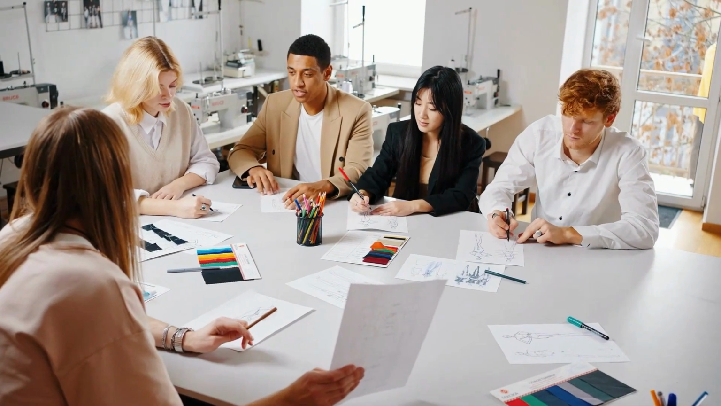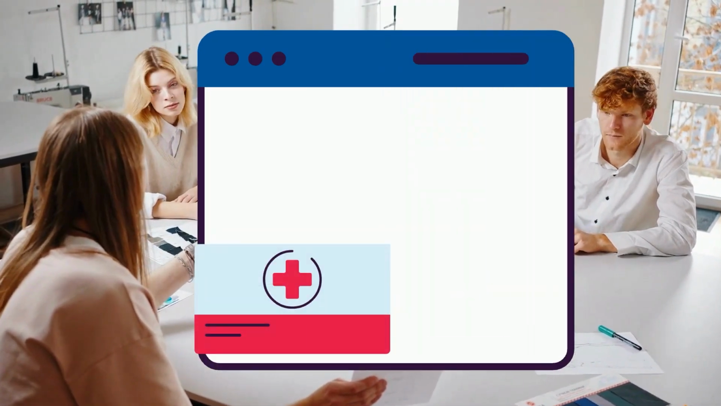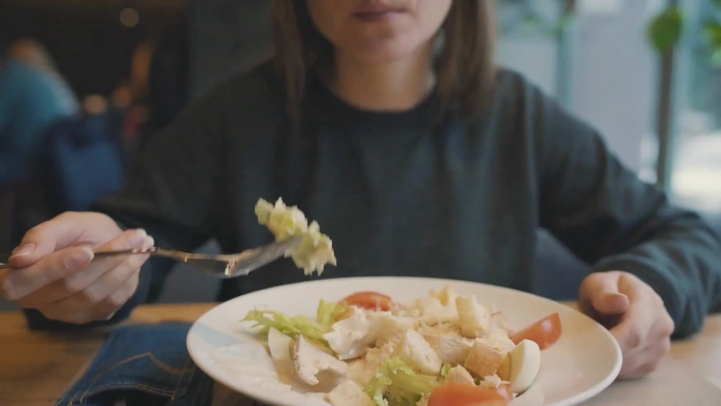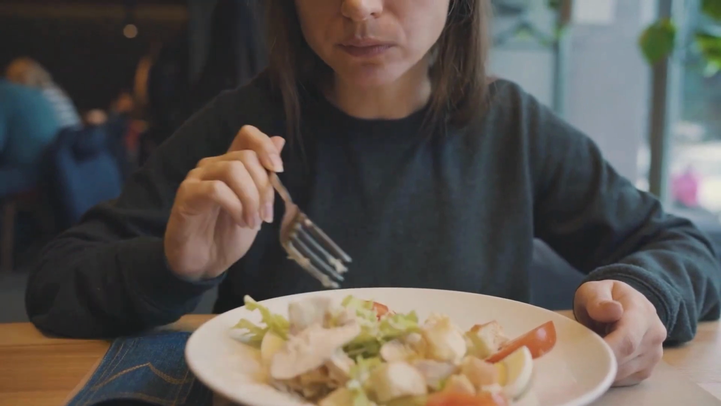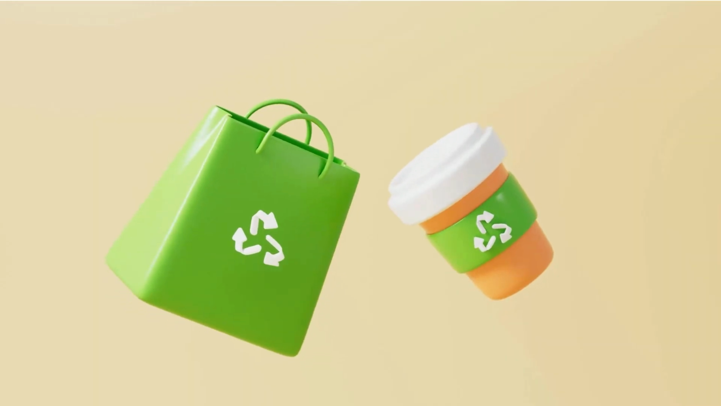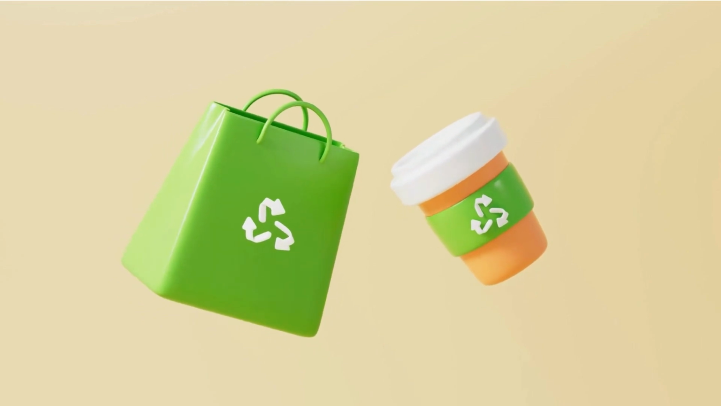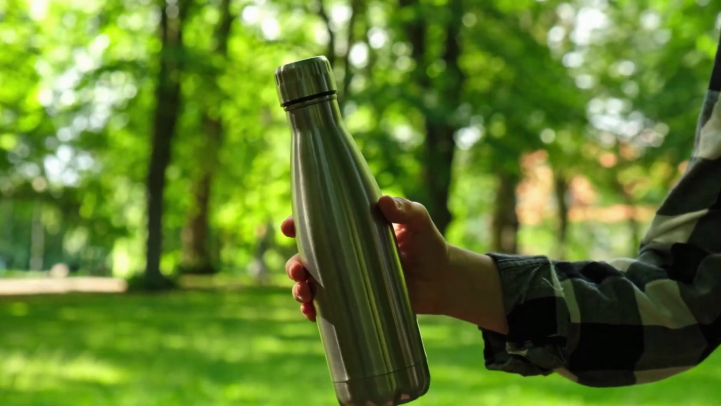If you don't attend this face-to-face session, don't worry. The link to the calculator is available in the further reading section of the online module. You will also explore practical, realistic ways to reduce your own footprint, from eating less meat to fixing leaks and choosing reusable products. Every action counts, and small changes in your daily habits can make a big difference when it comes to protecting our planet's most precious resource.